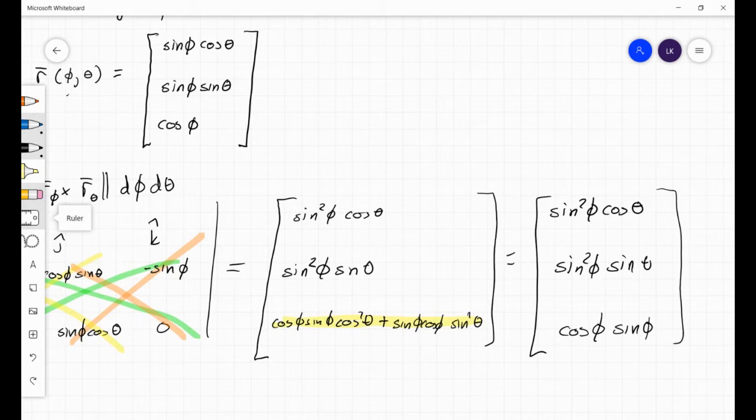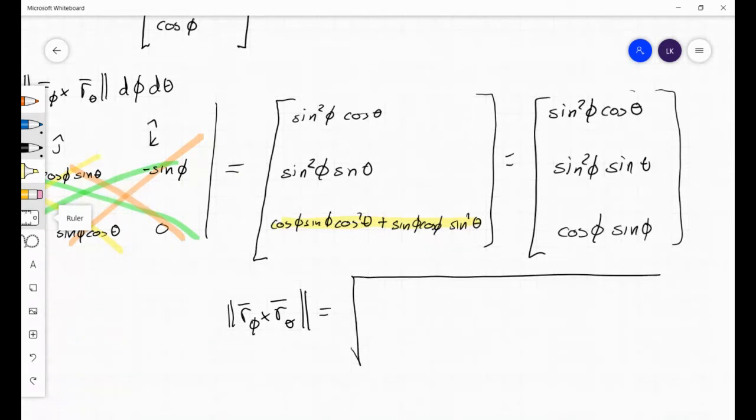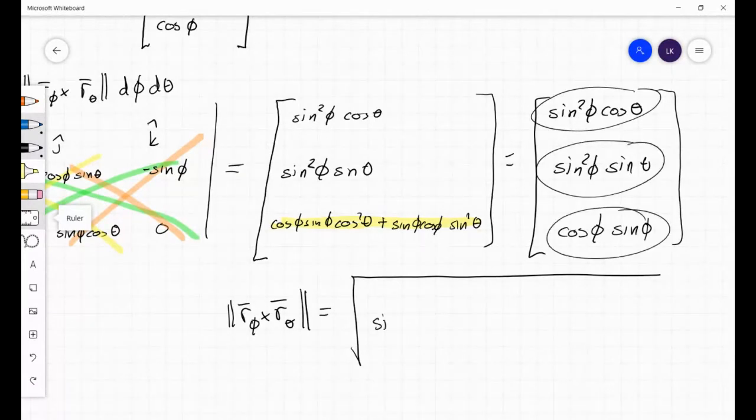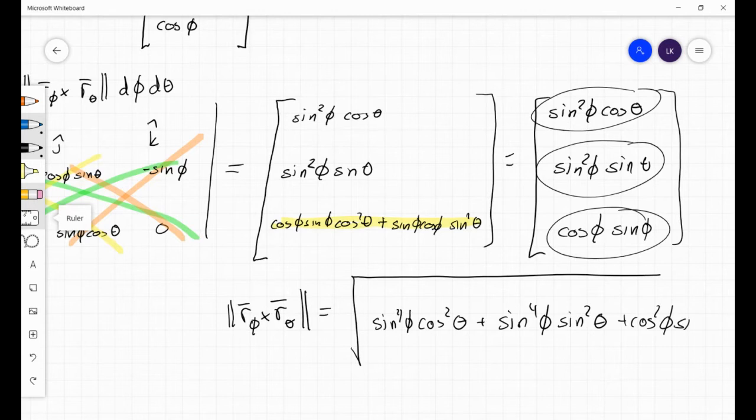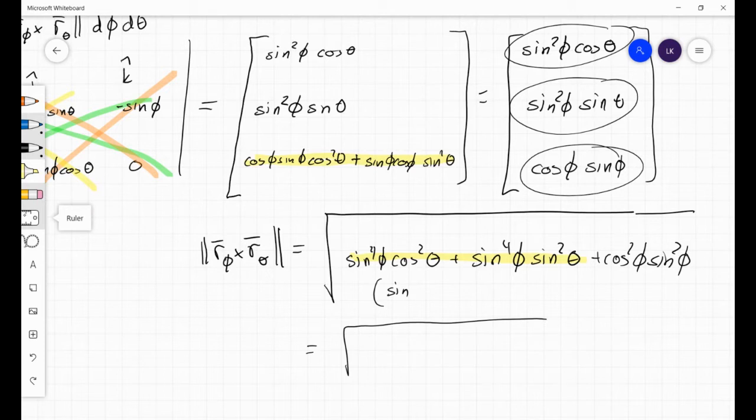Okay. And then we finally have to find the magnitude of that cross product. So we would just square each of the components and add them up, square root. It's a little painful, but all right, so looking at this, we can realize we can factor out a sine to the 4 phi, and we're left with cosine squared plus sine squared of theta, so that's equal to 1.